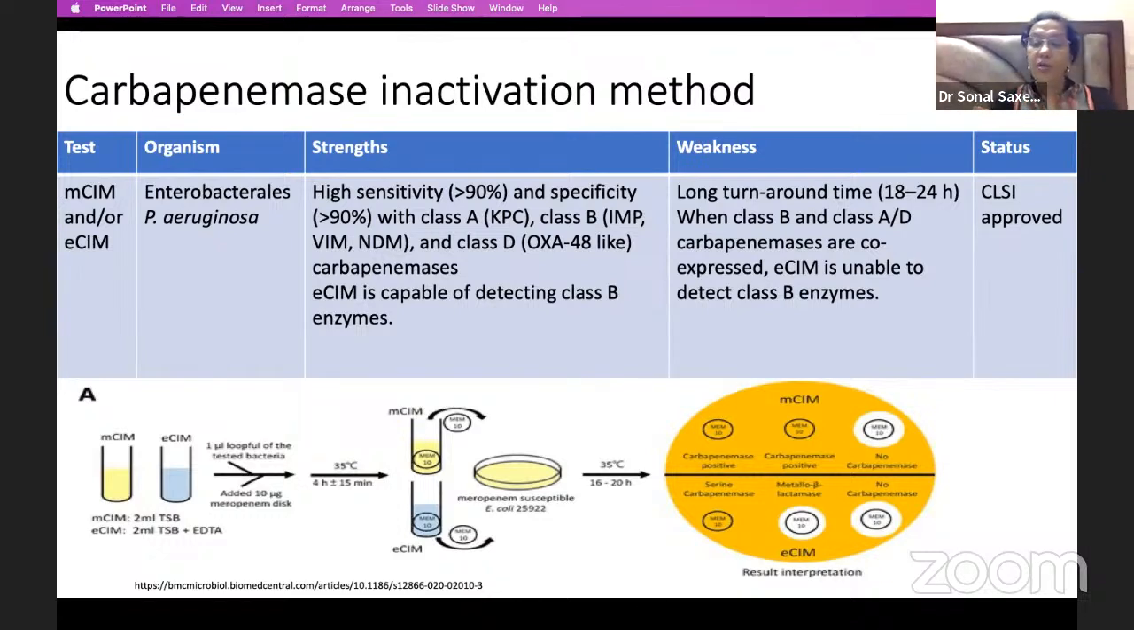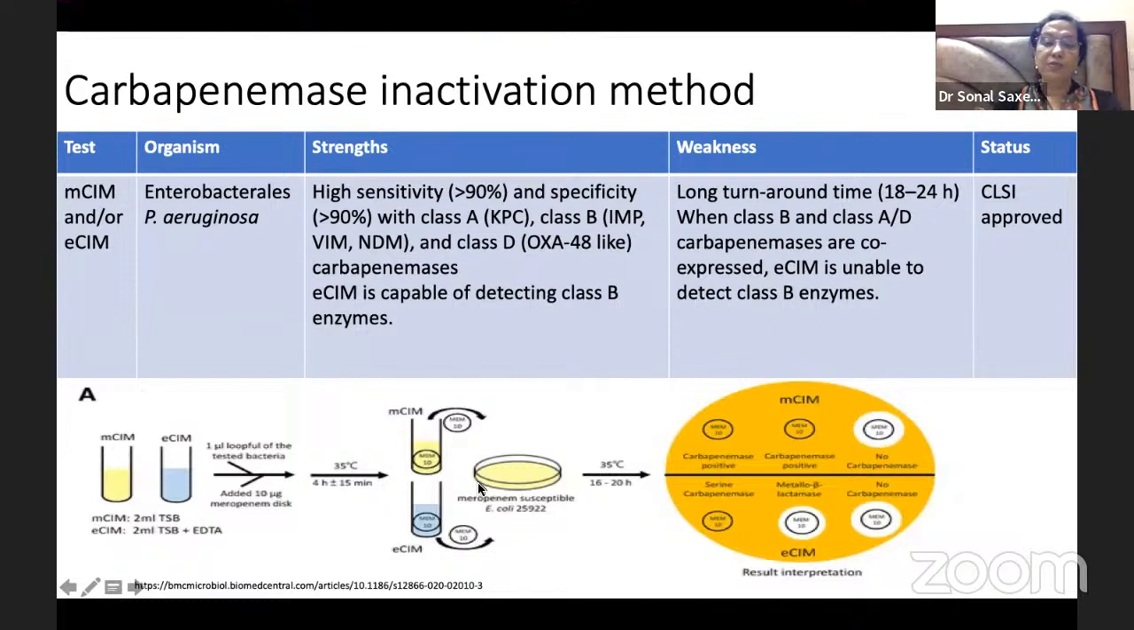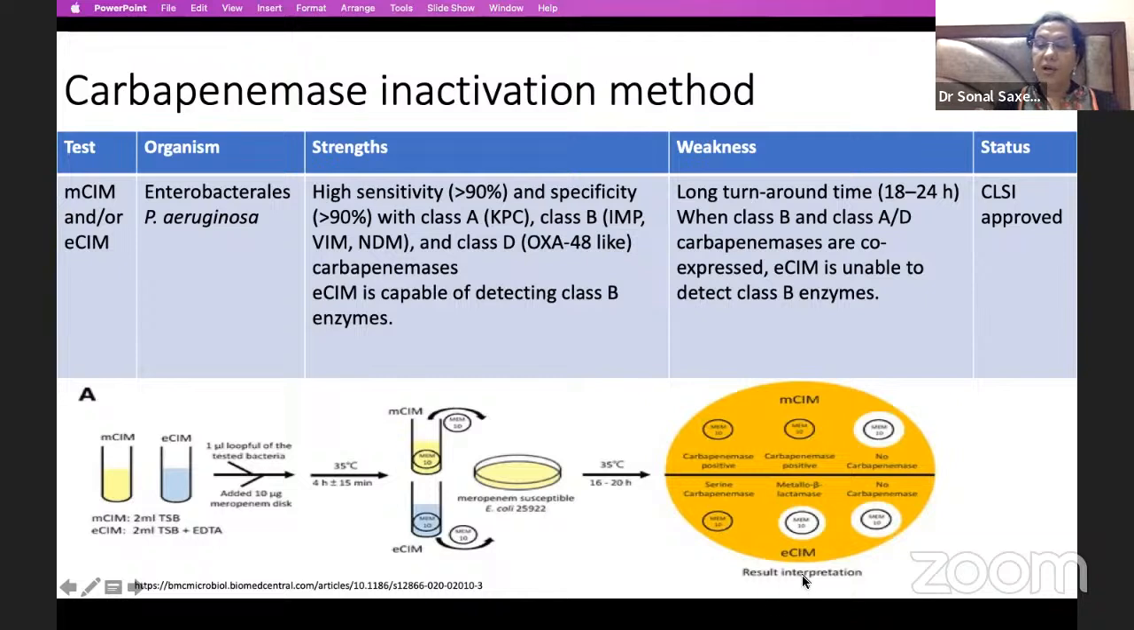So in an mCIM, if there is a carbapenemase producer, you will not find a zone of inhibition because all the drug in this meropenem disc has been destroyed. If it is carbapenemase positive, this is how you will see. But if it is negative, then you will see a zone of inhibition because your disc is intact. Now, what will happen in eCIM? In eCIM, if there is a serine carbapenemase, then the result will be the same as mCIM. That means the carbapenemase destroyed the drug.